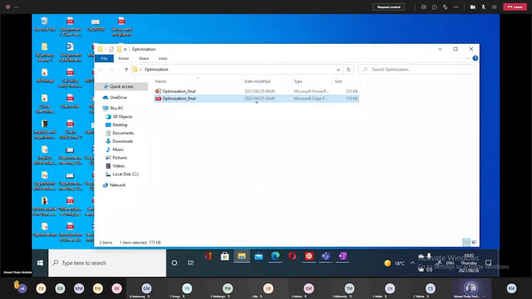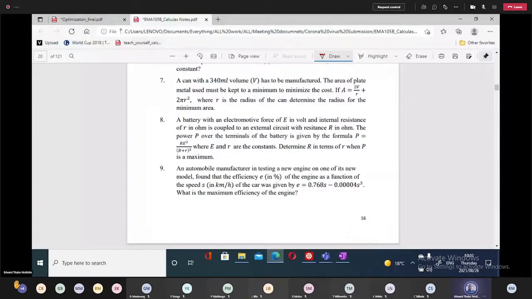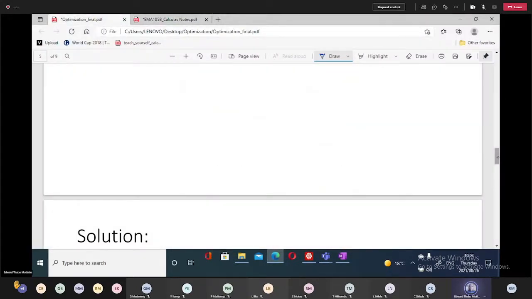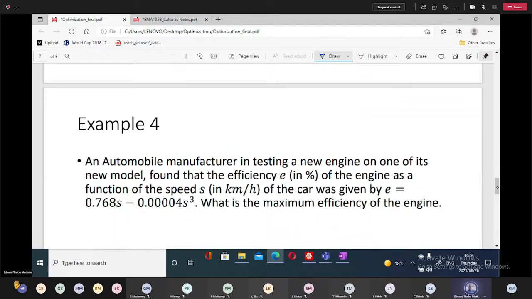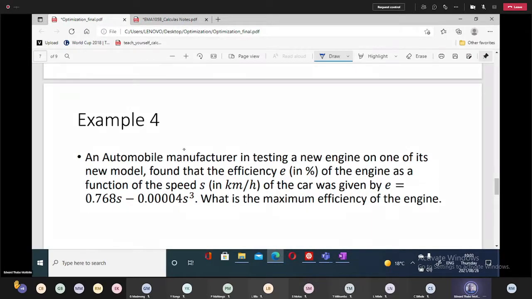Now, where are my notes? Let's go back here. So I've shown you that this is indeed the case. Now, example 4: an automobile manufacturer is testing a new engine. One of its new models found that the efficiency E, in percentage, of the engine as a function of speed S, in kilometers per hour, of the car was given by E equals 0.768 S minus 0.0004 S cubed. What is the maximum efficiency of the engine?